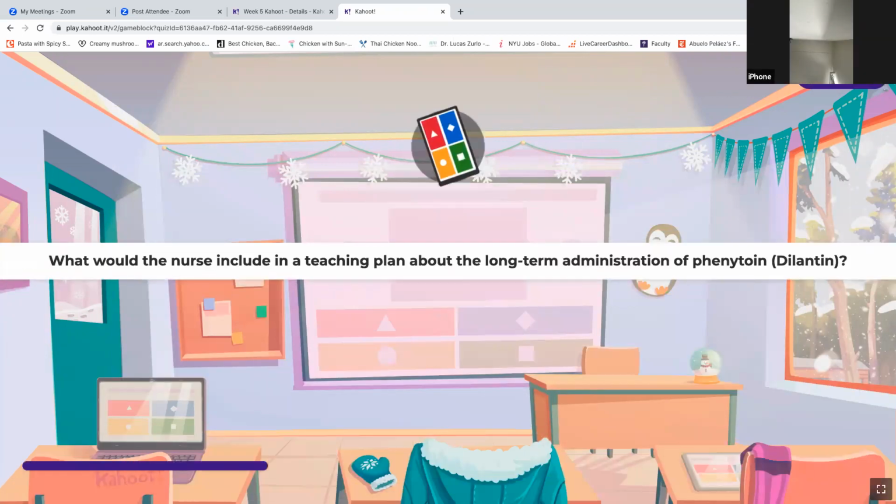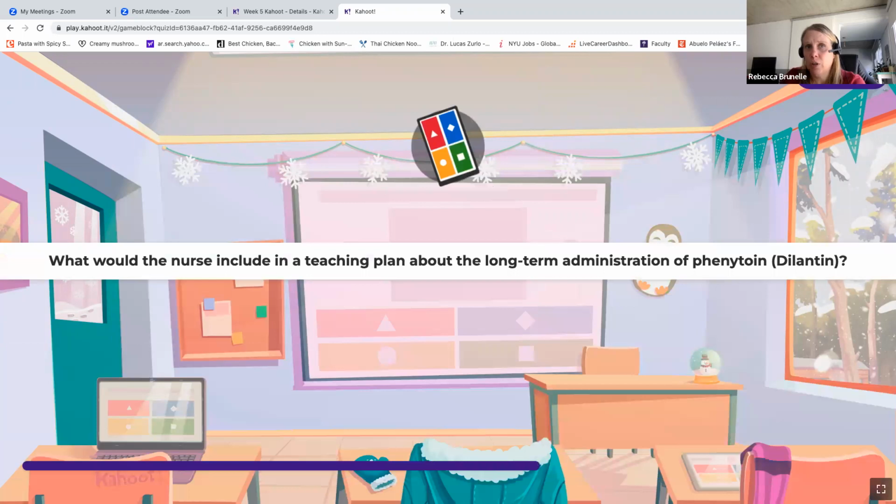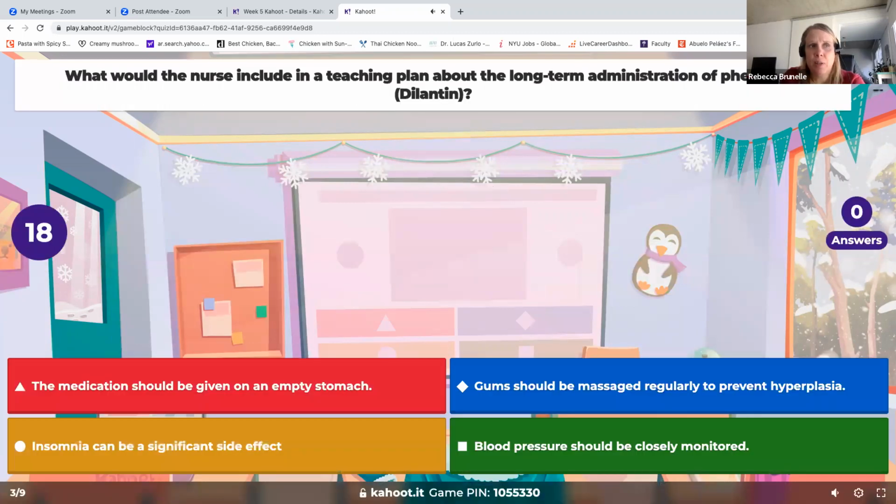So what would the nurse include in a teaching plan about the long-term administration of Dilantin? Should be given on an empty stomach. It can cause insomnia. You should massage the gums to prevent hyperplasia, or blood pressure should be monitored closely.